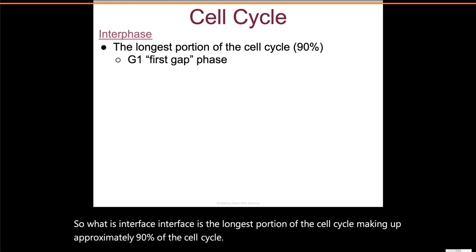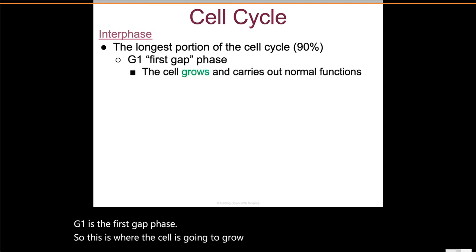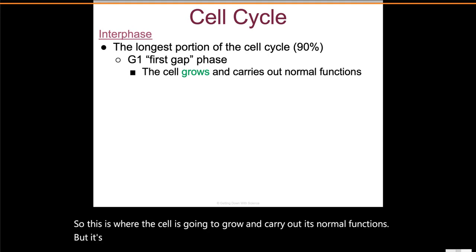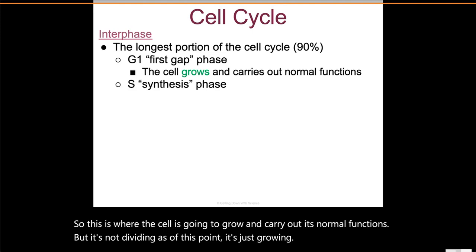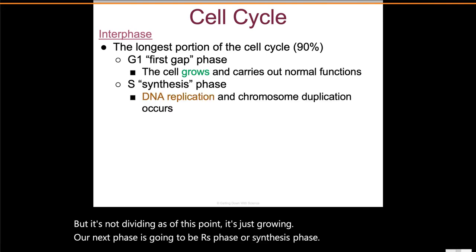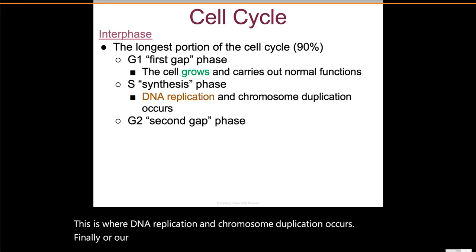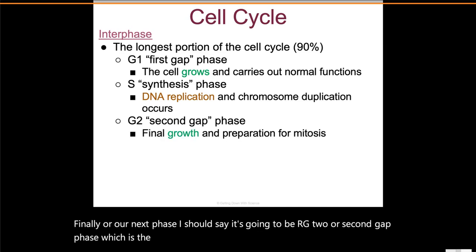G1 is the first gap phase. So this is where the cell is going to grow and carry out its normal functions, but it's not dividing as of this point. It's just growing. Our next phase is going to be our S phase, or our synthesis phase. This is where DNA replication and chromosome duplication occurs. Finally, our next phase, I should say, is going to be our G2, or our second gap phase, which is the final growth and preparation for mitosis.